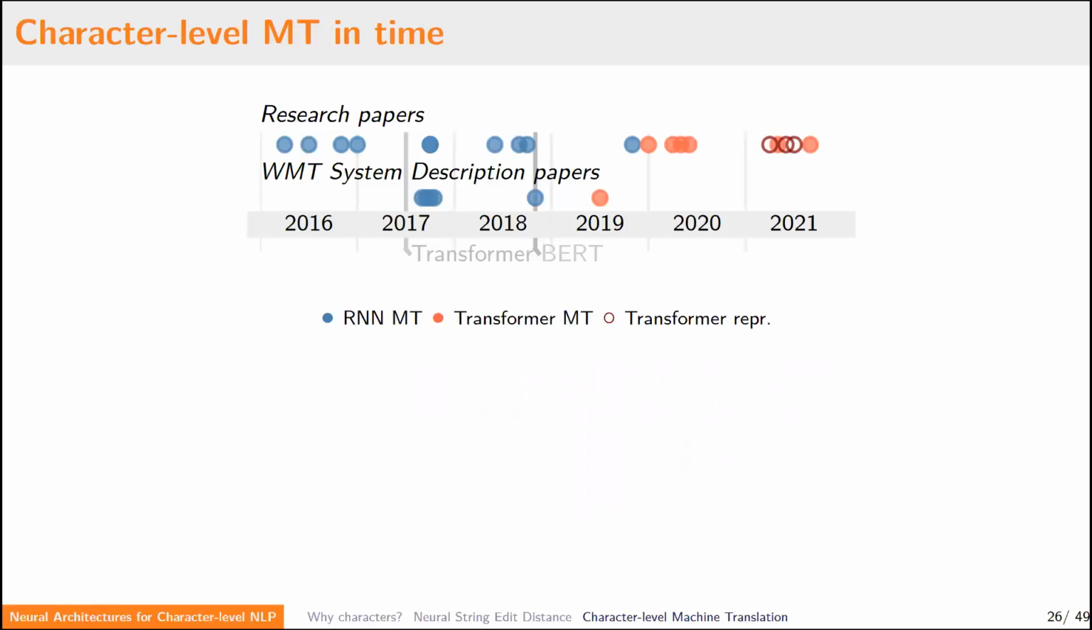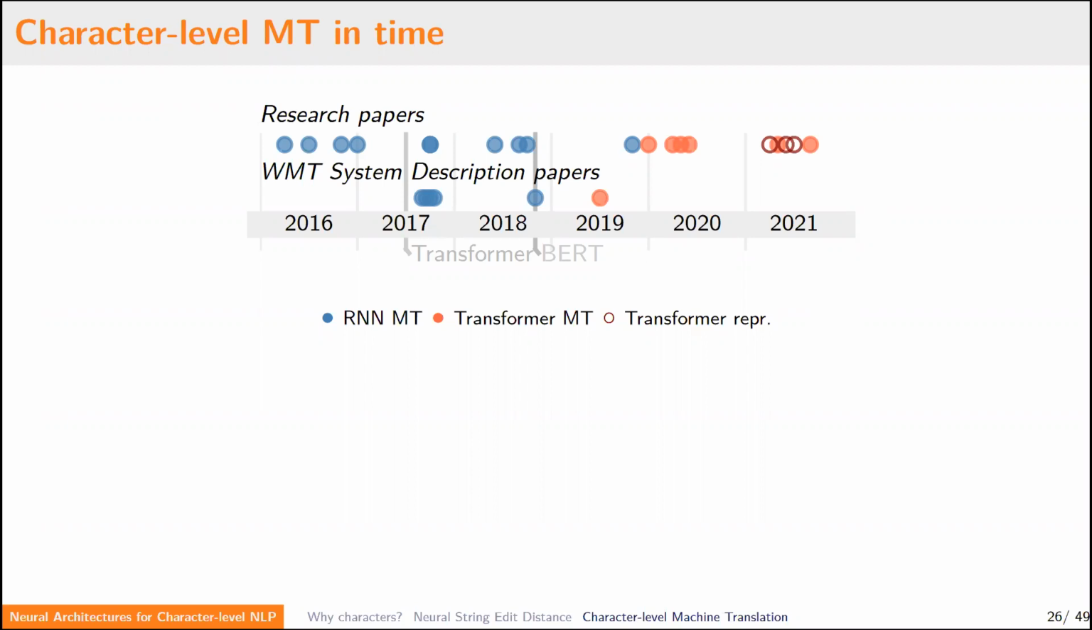This is a timeline that shows research papers and WMT submissions that discuss character level methods. The most influential neural machine translation papers are from late 2015, and we can see that already in 2016 there were several papers discussing character level methods. In WMT 2017, there were quite some papers using character level methods. Then there was some research activity.